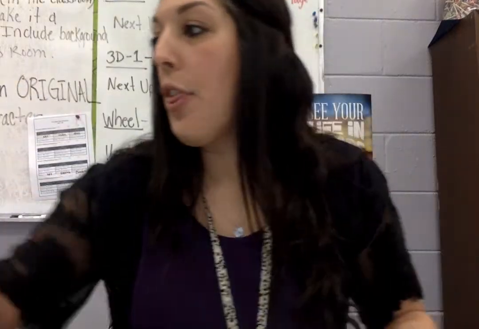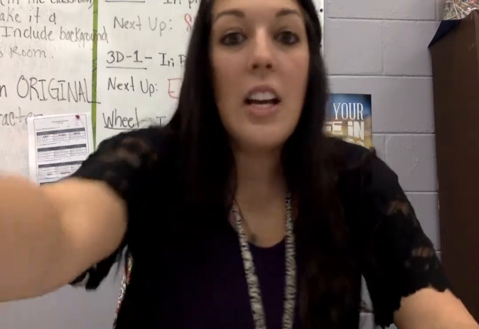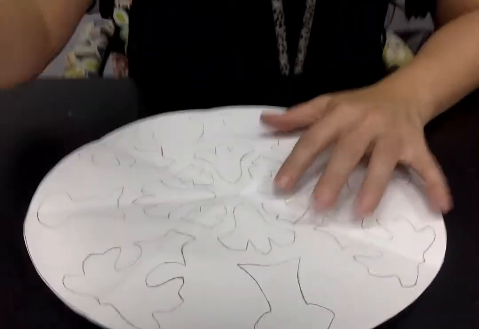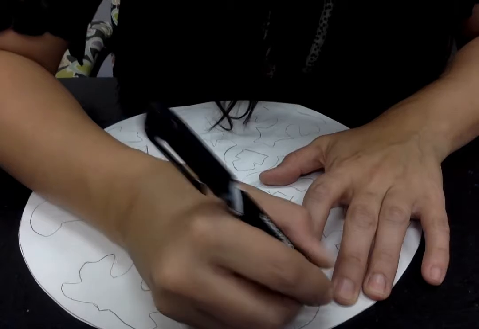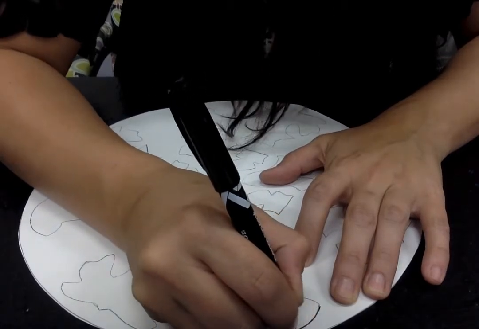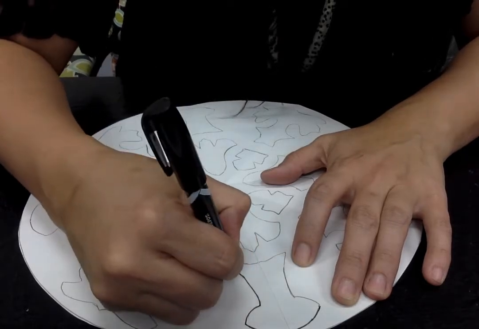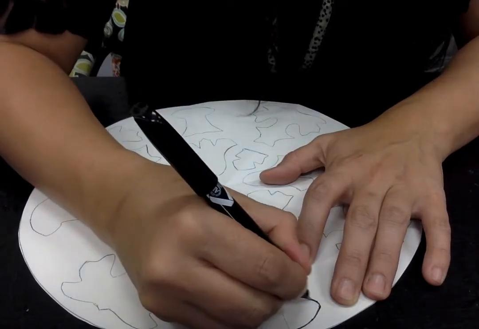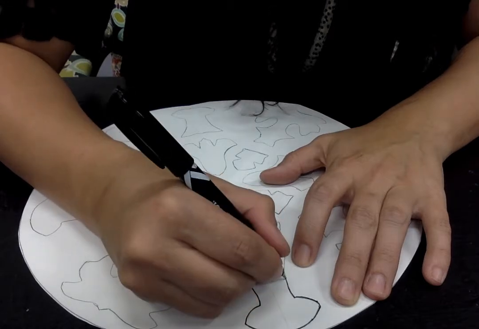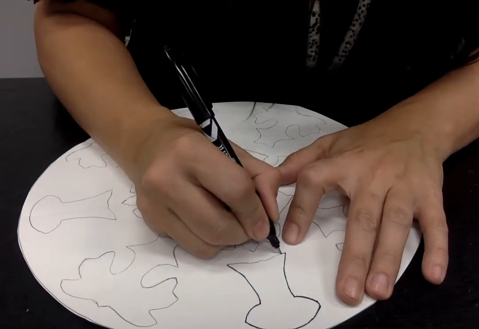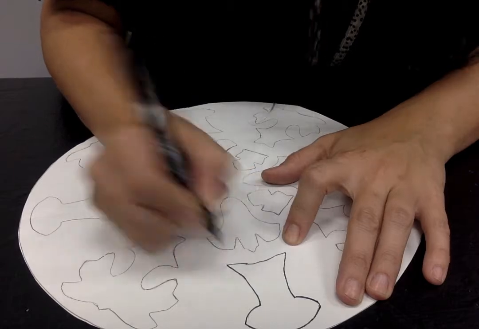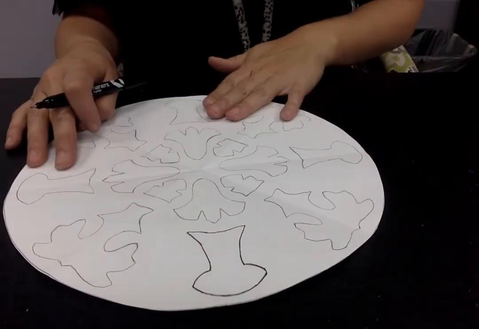Now, this is the part where you're going to trace all of your lines with Sharpie. Thin Sharpie, please. If you have not got your supplies, because I'm starting to run out of Sharpie, make sure that you are bringing those in. And you're going to trace all of your lines. Okay, so you're tracing all of your lines.